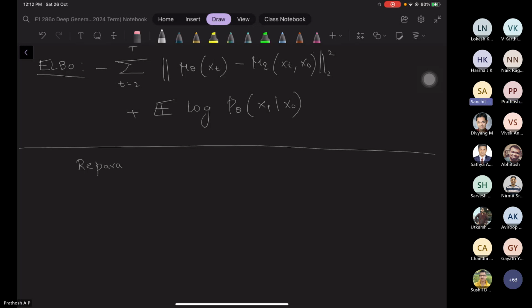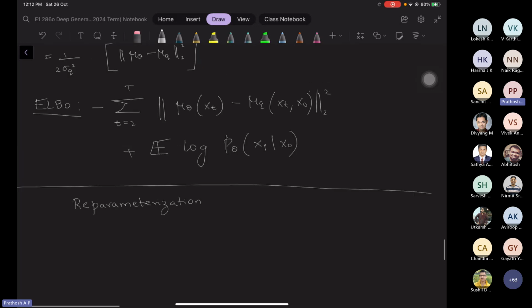Sir, there will be the KL divergence term also, right? The third one is what we showed as the difference between the means. The second one, that is independent of theta, no? We ignore that.